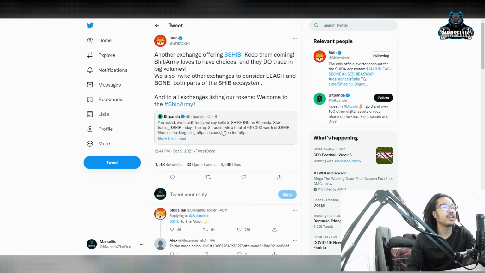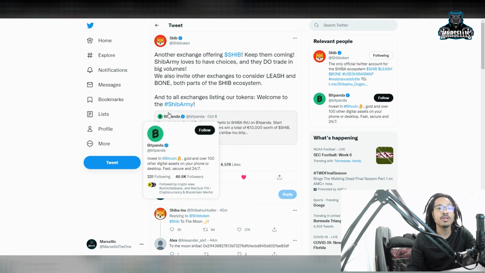So another exchange has now listed Shiba Inu. This is actually pretty big for us. Bitpanda. They're not like a top 10 exchange, but they're still pretty big out here. 46.6K followers on Twitter, so they still got some money going through there.